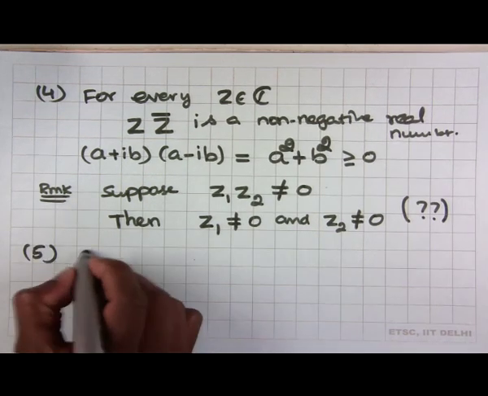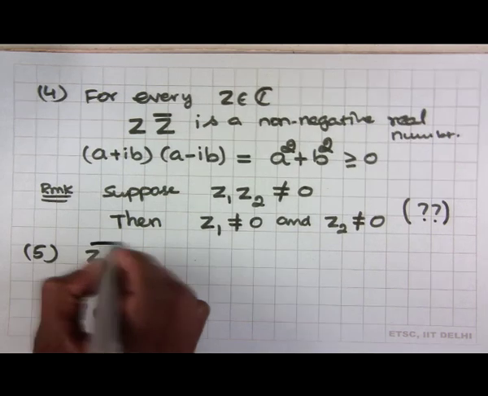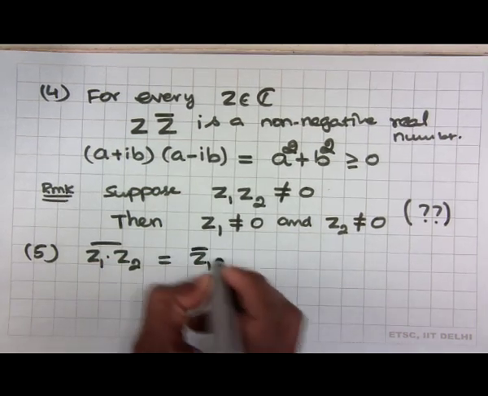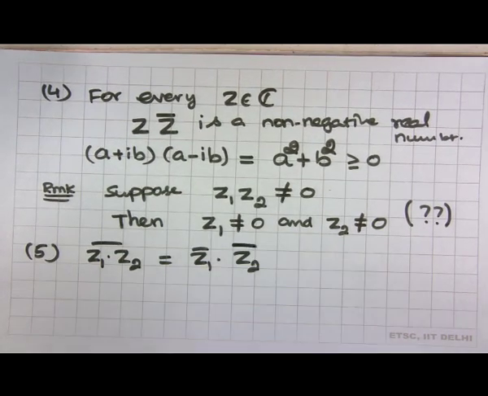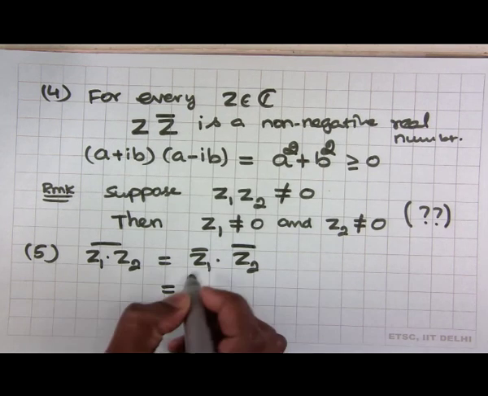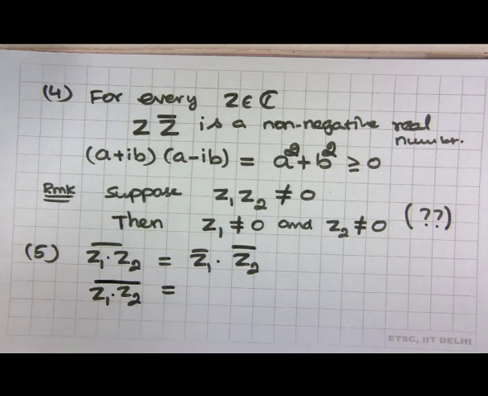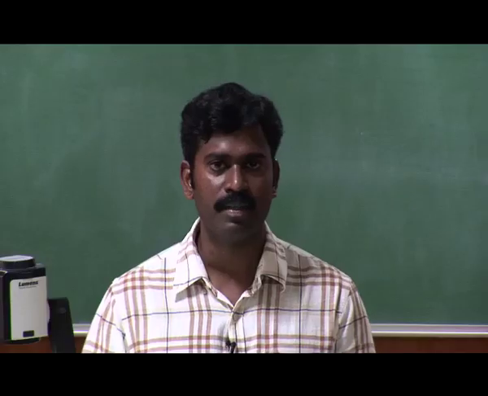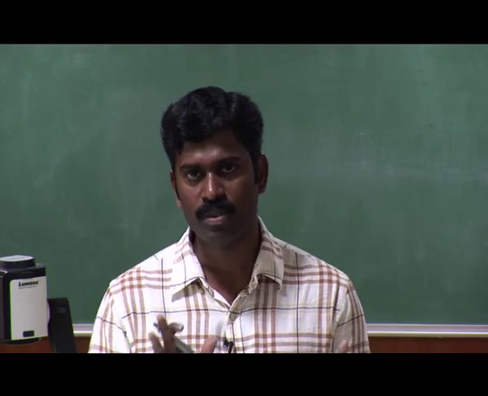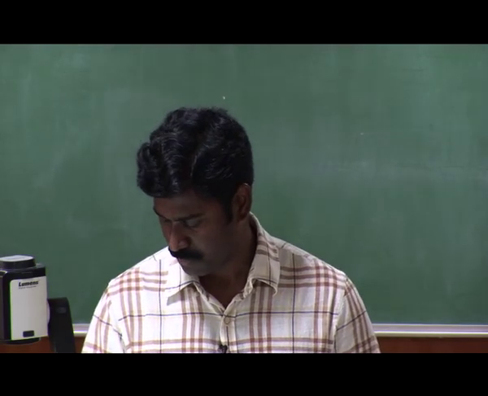Fifth property, that is, the conjugate of z1 into z2 is z1 bar into z2 bar. It is easy to realize. Let me consider z1 z2, first you take the product and then take its conjugation, which is the same as taking the conjugation of each complex number and then doing the product. Both give the same complex number.